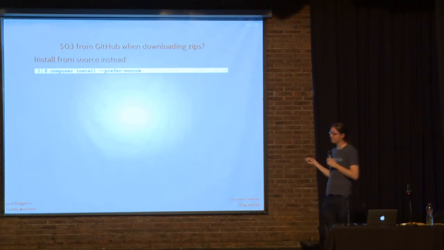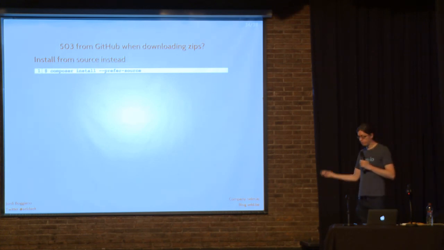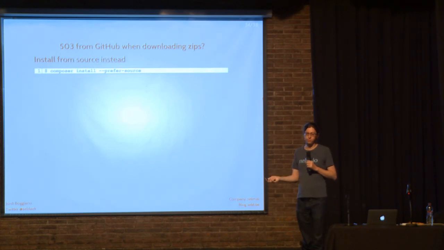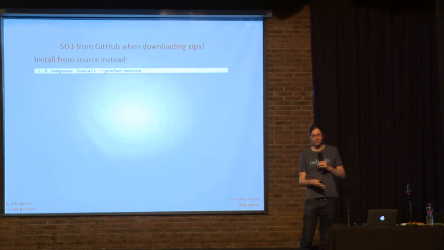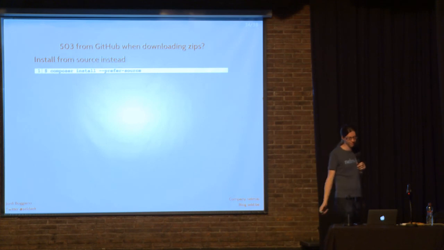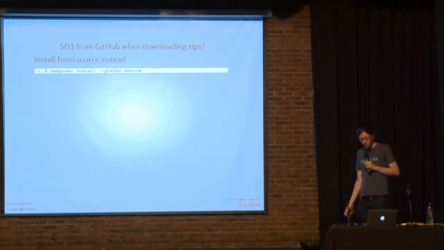So what happens if GitHub is giving you hell? Well, you can use prefer source, which usually, if the zip downloads of GitHub are down for some reason, the source download, like the git clone, will work. Maybe not. If both are down, then you're in trouble, and I'm sorry. But for now, that's the only option.